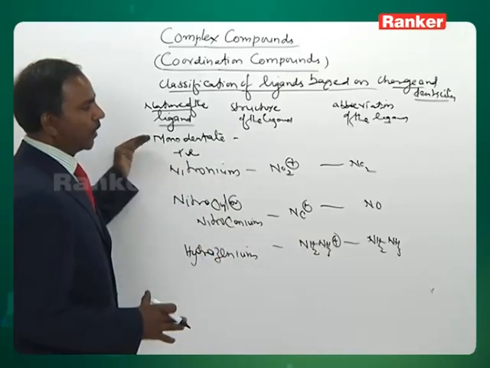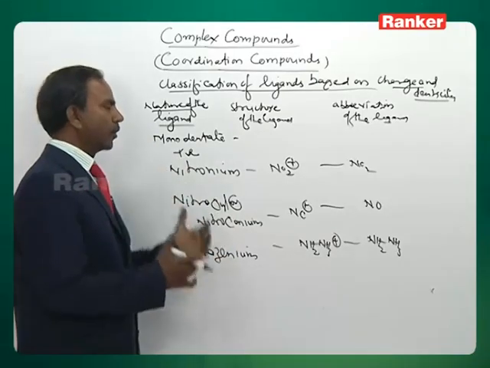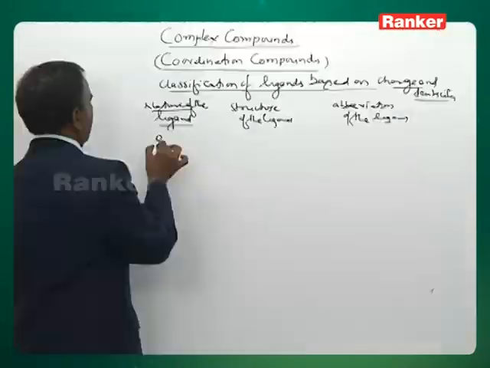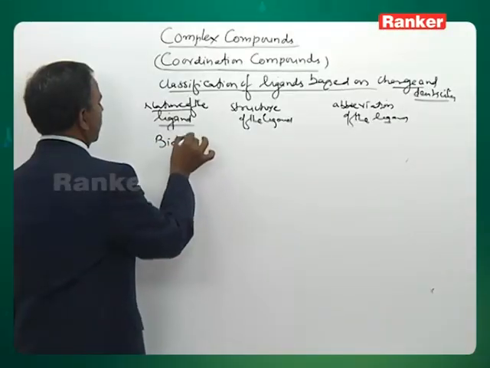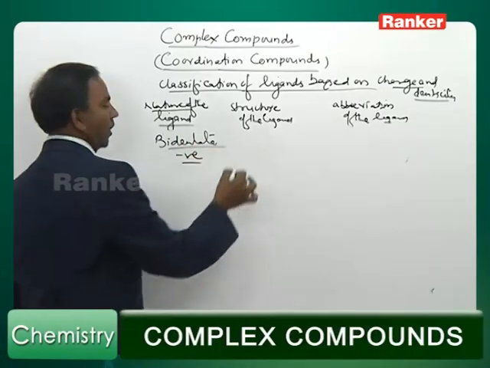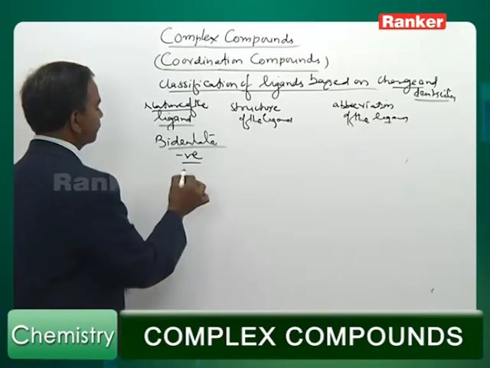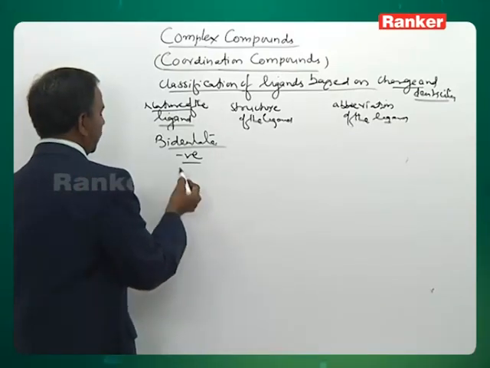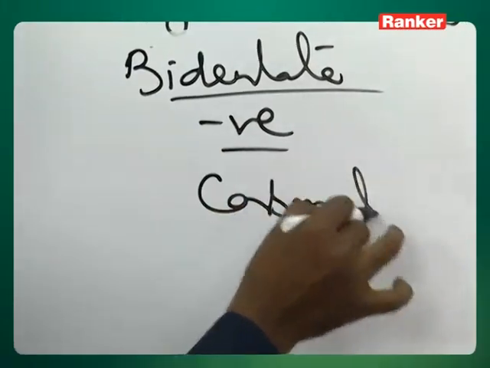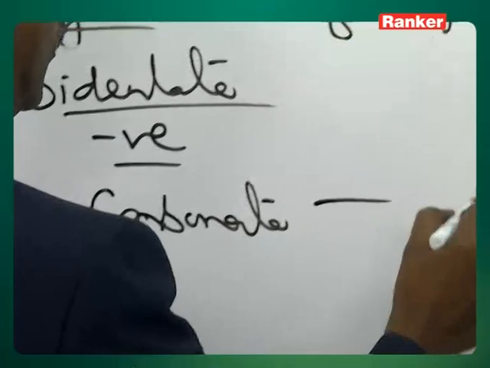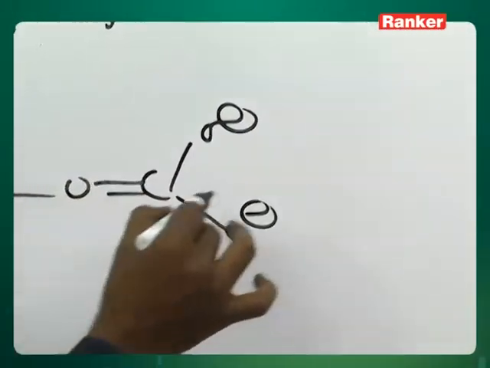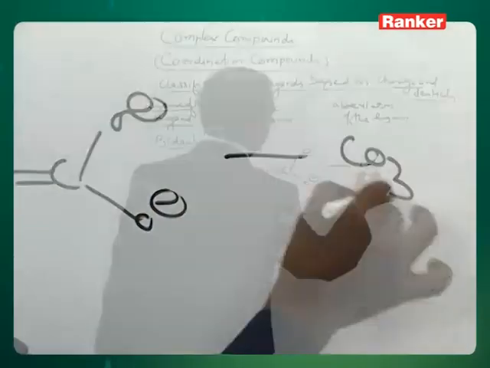Next let us see bidentate ligands. After monodentate, let us consider some of the bidentate ligands. Bidentate negative ligands. Under bidentate negative ligands, consider the first one, carbonato. Let us say carbonato ligand. This is the structure we are writing, carbonato ligand. It is represented simply as CO3.